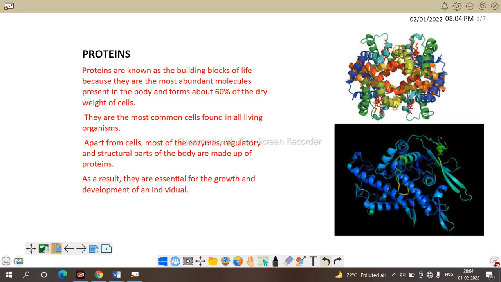Apart from cells, most of the enzymes and the regulatory and structural parts of the body are made up of proteins. As a result, they are essential for the growth and development of an individual. Protein may be plant protein, like seeds and pulses, or animal protein, like egg white, albumin, etc.